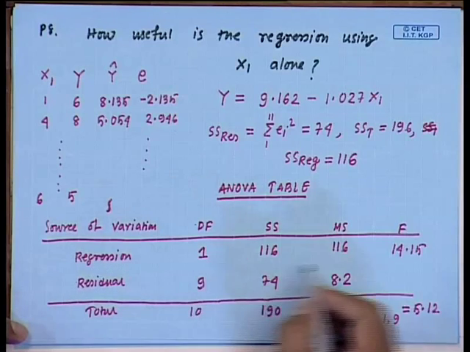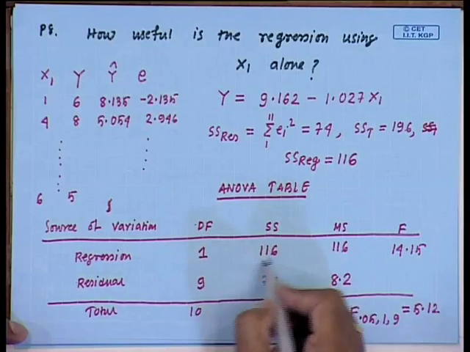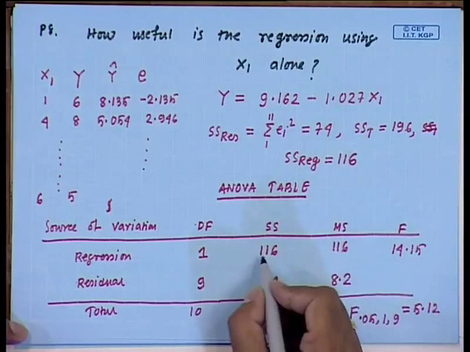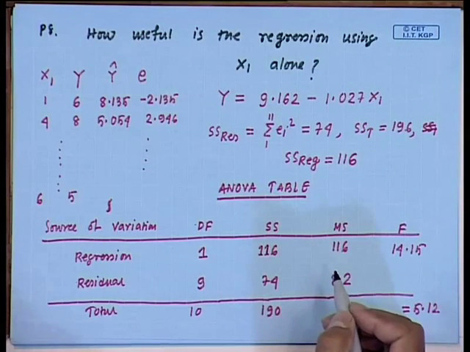And also one more thing to observe here: before, the SS regression involving two regressors was 122, and the SS regression involving only one regressor is 116. So, perhaps x 1 is more capable to explain the variability in y compared to x 2, because out of 122, which was the SS regression before involving the two regressors x 1 and x 2, if you keep only one regressor in the model, say x 1, then it is explaining almost the same.